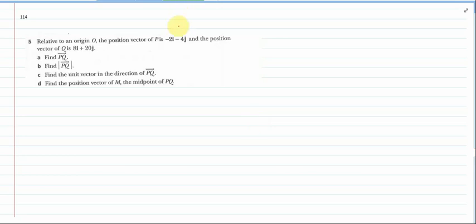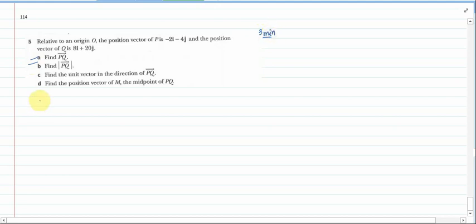Alright class, in this session we are going to continue the topic vectors. It's question number 5 from the same exercise, and the question says, with respect to an origin, the position vector of P is minus 2i minus 4j, and the position vector of Q is given. We need to find the vector PQ and its magnitude. These two parts you can do easily because we had done how to attempt such parts in the last session. So first give it a try. You have a time of 3 minutes to start.